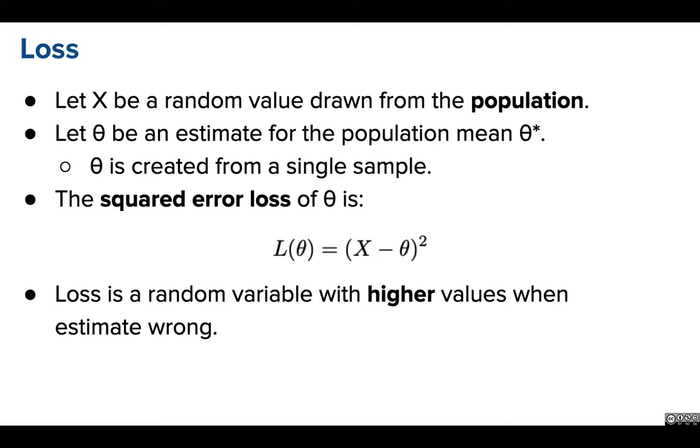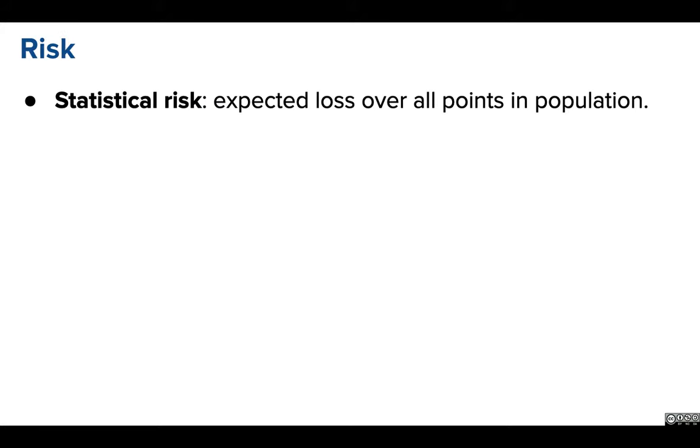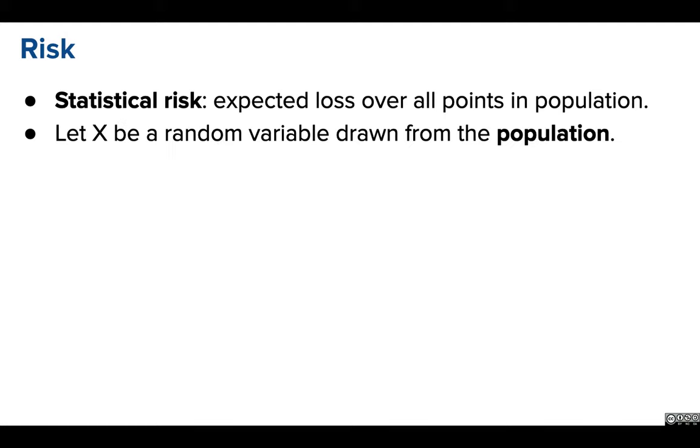And because loss is a random variable, we can find its expectation. So it's meaningful to say, I have here my loss, and my loss tells me how wrong I am for a single point from my population, but I want to know how wrong I am on average. The average loss is what we call the risk, the statistical risk. It's the expected loss over all points in the population.